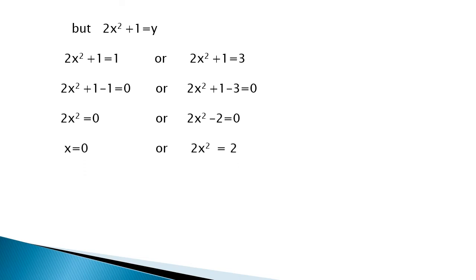Further, after simplification, we get 2x² = 0, or 2x² - 2 = 0. Now students, when we solve 2x² = 0, we will get x = 0, or when we solve the other equation, we will have 2x² = 2. Further, 2 will be shifted to the other side of the equality sign, so x² = 1. And further, we will get x = ±1 after taking the square root of both sides. So students, the solution set of our given equation is 0, 1 and -1.